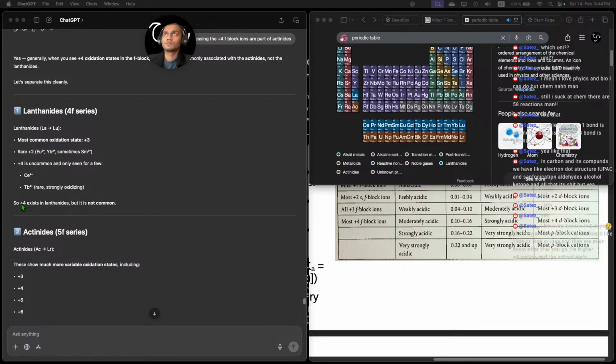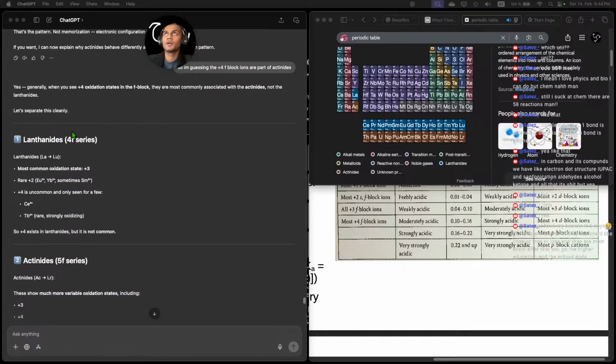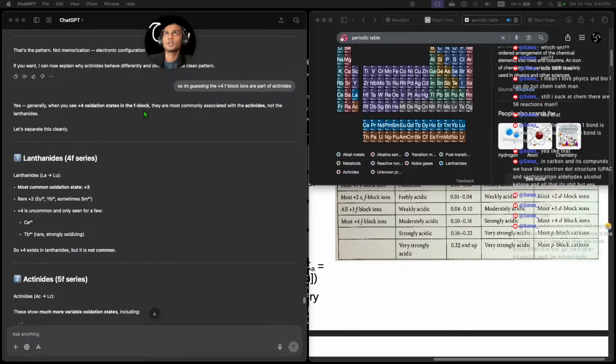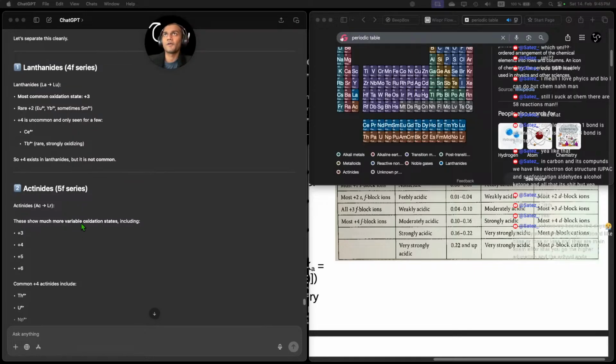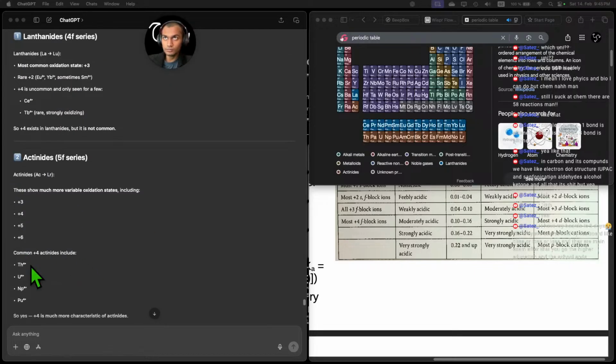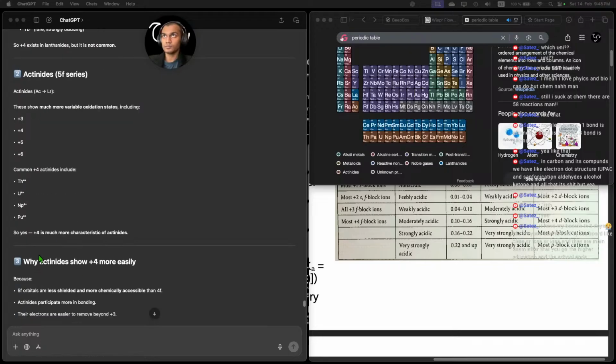Plus four is uncommon and only seen for a few. Generally, when you see plus four oxidation states in f-block, they're most commonly associated with actinides, not the lanthanides. We separate this cleanly. 5f series. Oh, uh-huh. But it's still f, right? Most common, plus four. So yes, plus four is more characteristic of actinoids.